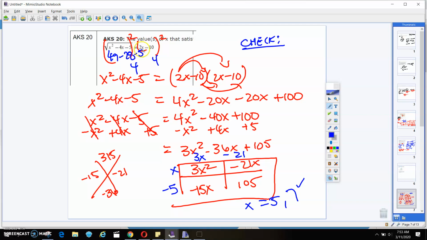If I plug 5 into this equation, I'll get 25 minus 20 minus 5. So that's going to give me 0. If I plug 5 in over here, that'll also give me 0. So both of these work. So your answer is 5 and 7.